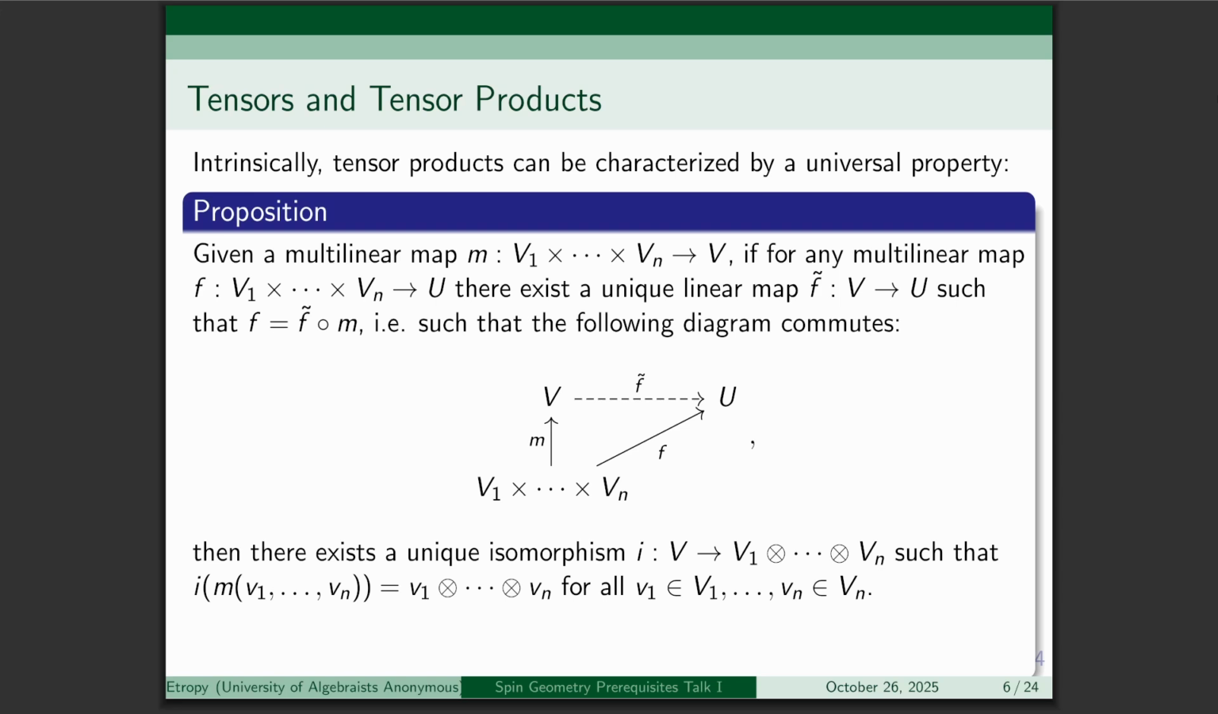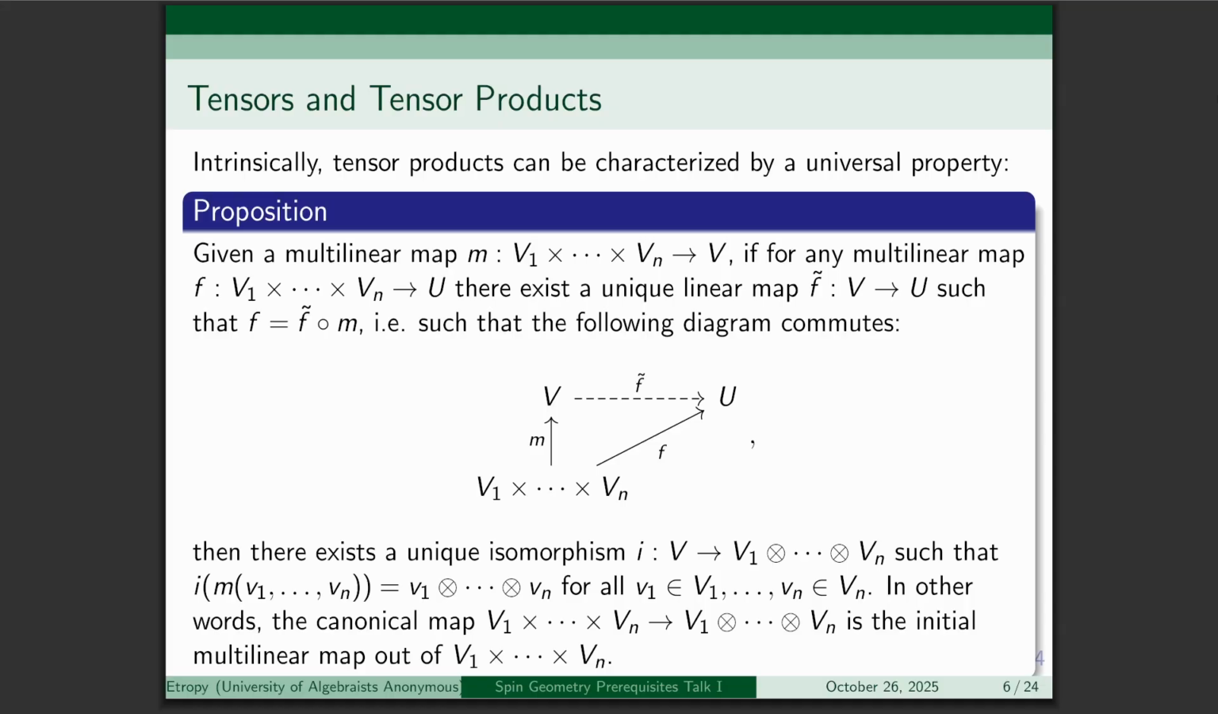And conversely, I didn't write this down on the slide, but the tensor product itself has this property, if as V we take V1 tensor through Vn, and as M the canonical map we get by first going to the free construction and then taking the quotient. So, in a category theoretical sense, this means that the tensor product of some finite family of vector spaces over the same base field is the initial multilinear map out of the product of those vector spaces.